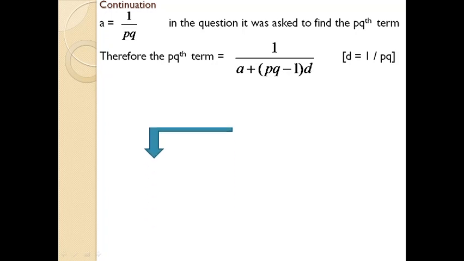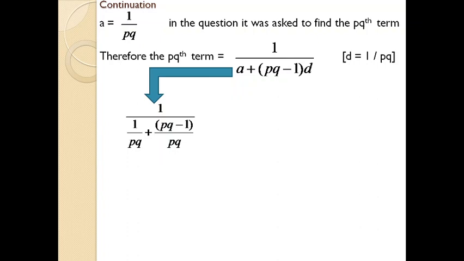You will get 1 divided by, here a is 1 by pq, plus pq minus 1 into d. d is 1 by pq, so we multiply pq minus 1 with 1 by pq, which can be written as pq minus 1 divided by pq. By solving this step, you will get 1 divided by 1 by pq plus pq minus 1 divided by pq. I hope you are aware of how to solve this step.